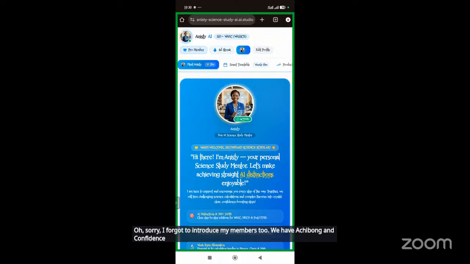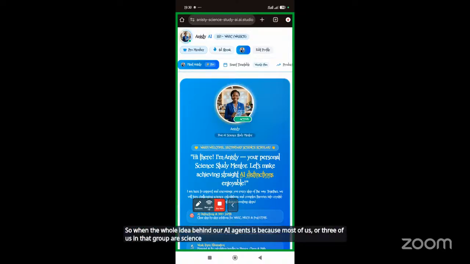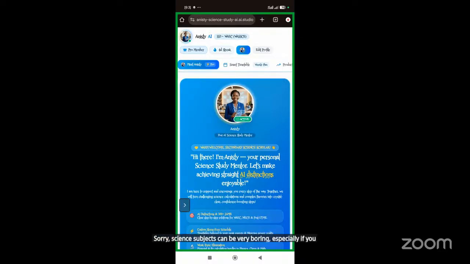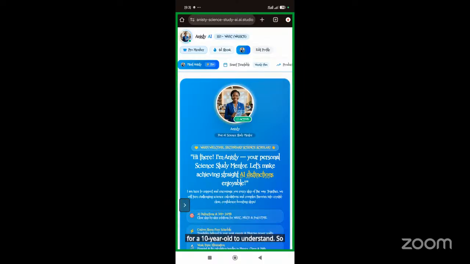The whole idea behind our AI agent is that three of us in the group are science students. We thought about the fact that science subjects can be very boring, especially when you're not seeing it, or if it's only words, it can be very stressful to understand. So we tried to create an agent that can simplify it. We agreed that it will be simple enough for a 10-year-old to understand. So that was the whole idea behind our agent.